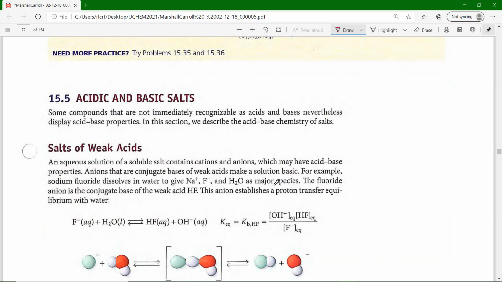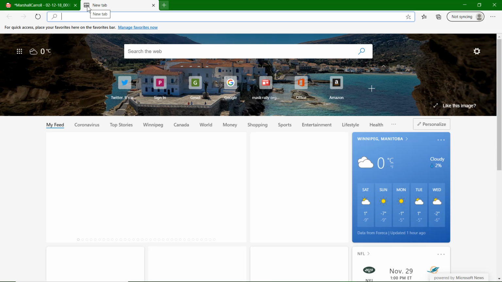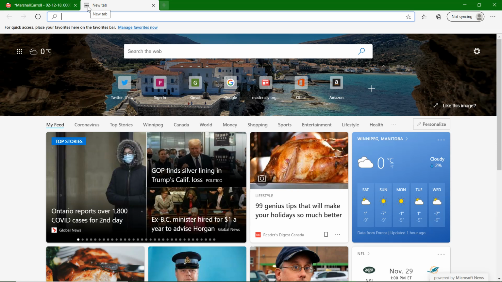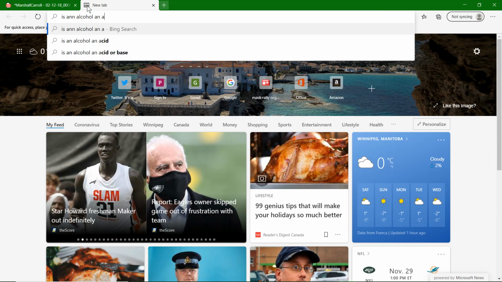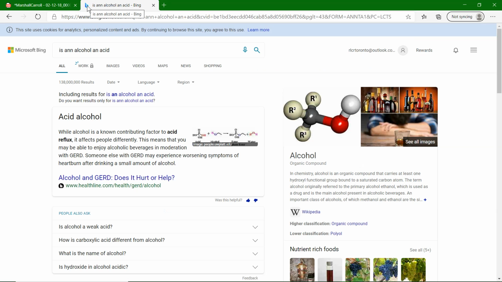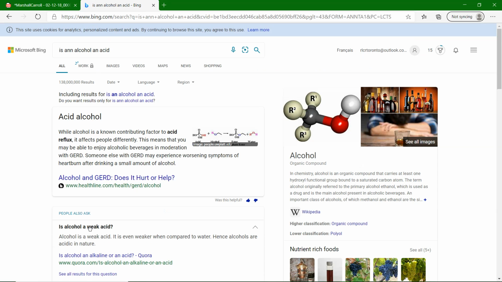Okay, so acidic and basic salts will be the next topic, but now I am curious, so let's try to be a bit daring here and write, is an alcohol an acid? Oh, Bing, okay. Well, alcohol, okay. Is alcohol a weak acid? People ask. Alcohol is a weak acid.